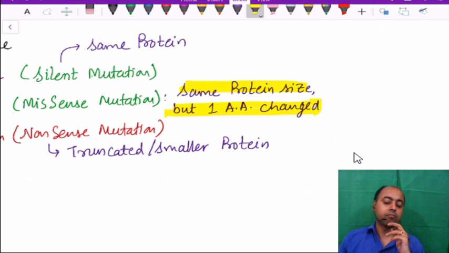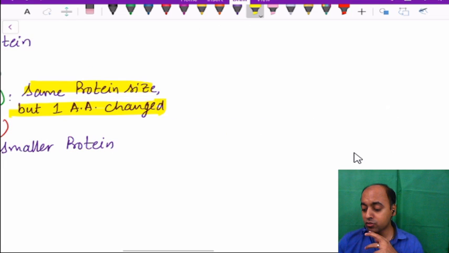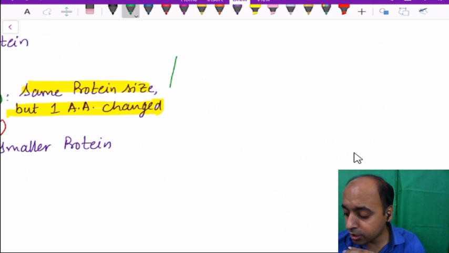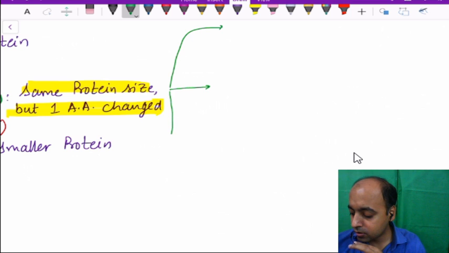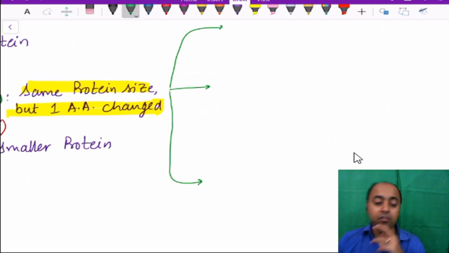What is the implication of this change in the amino acid? What is the effect on the protein? If you change a single amino acid, what is the effect on the protein? Again, the effect is not fixed. We can have variable effects.